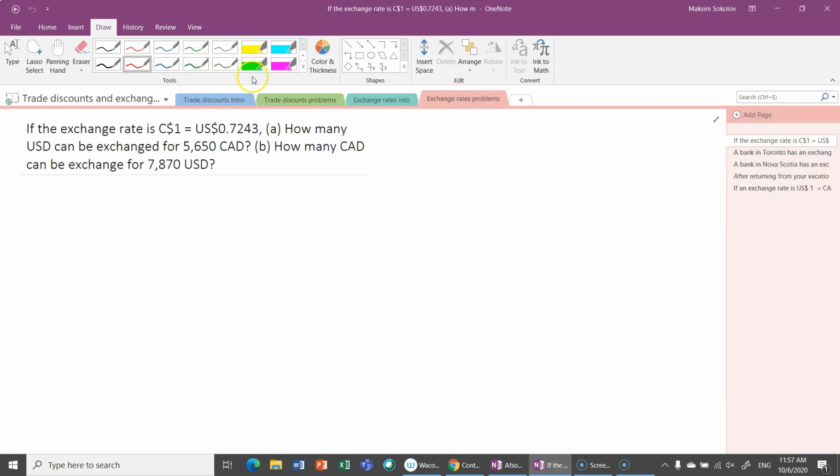First, we'll start with the following example. If the exchange rate is 1 Canadian dollar to 0.7243 United States dollars, how many USD can be exchanged for 5,650 Canadian dollars? And part B is how many Canadian dollars can be exchanged for 7,870 USD. Okay.